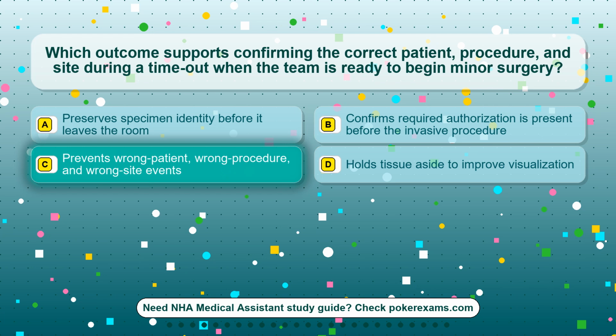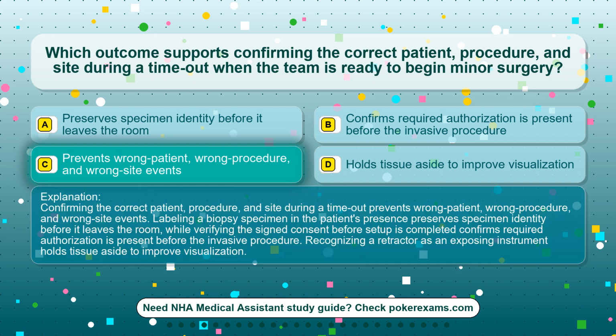The correct answer is option C. Prevents wrong-patient, wrong-procedure, and wrong-site events. Confirming the correct patient, procedure, and site during a time-out prevents wrong-patient, wrong-procedure, and wrong-site events. Labeling a biopsy specimen in the patient's presence preserves specimen identity before it leaves the room, while verifying the signed consent before setup is completed confirms required authorization is present before the invasive procedure. Recognizing a retractor as an exposing instrument holds tissue aside to improve visualization.